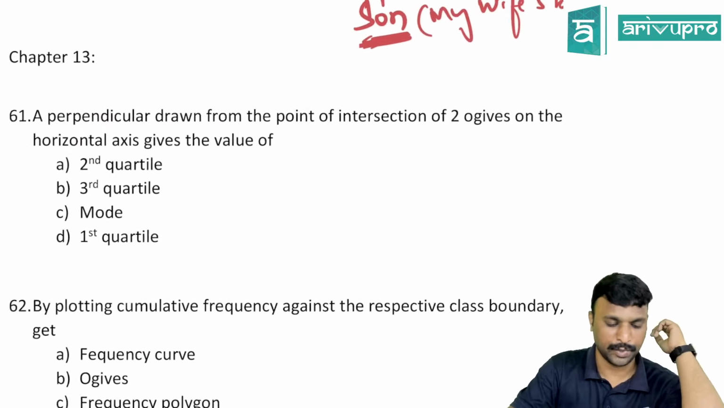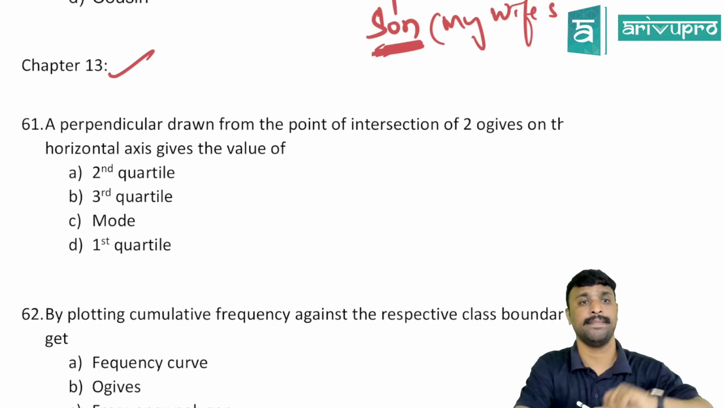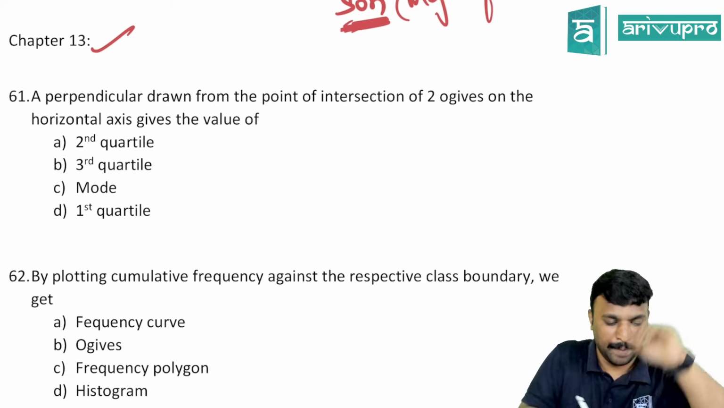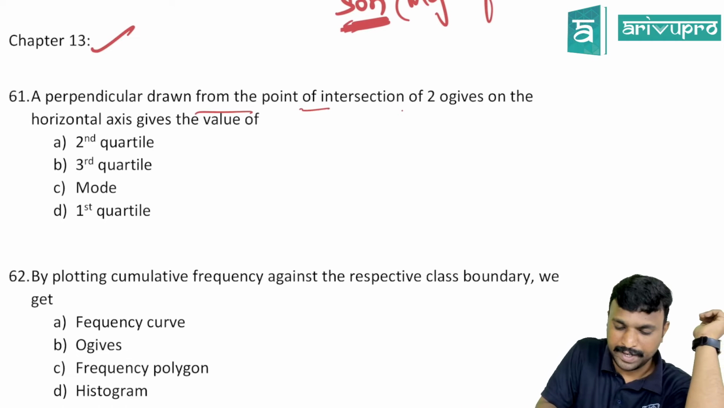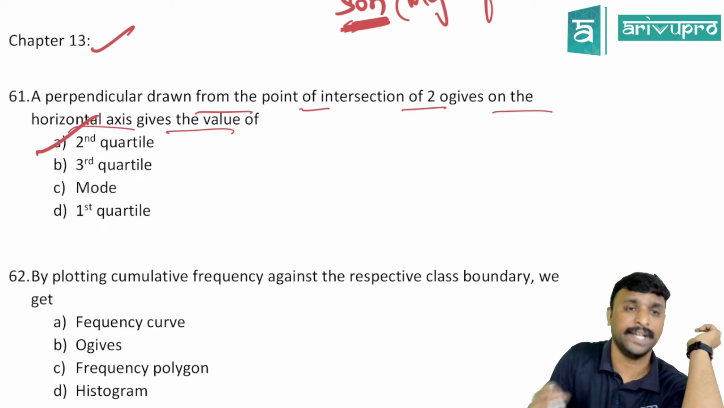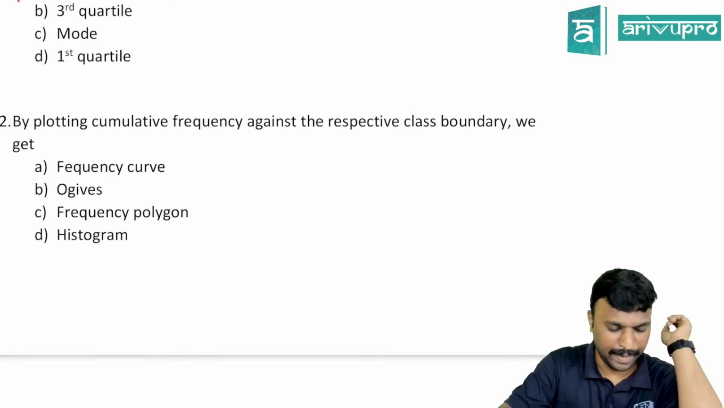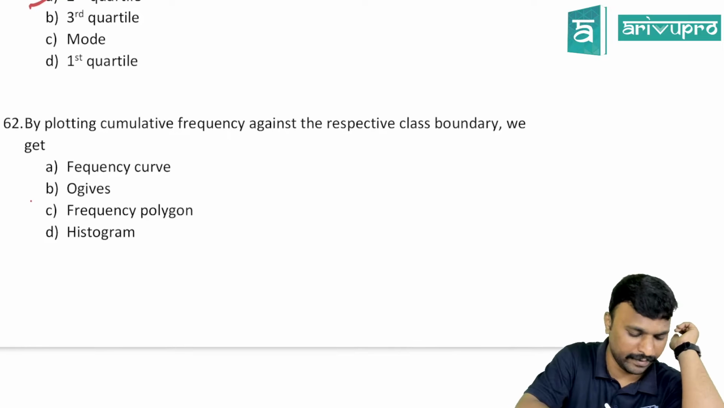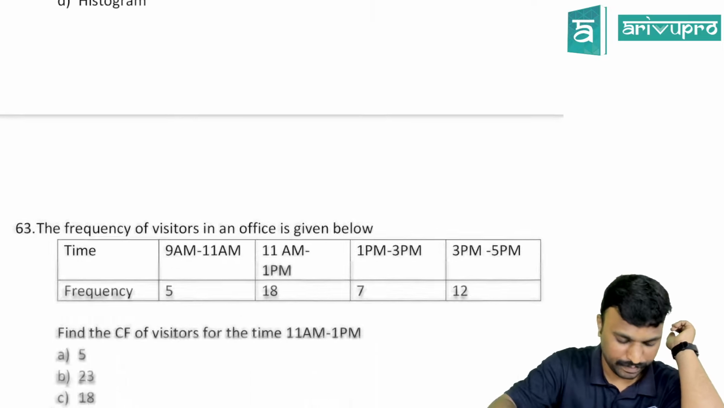Yes, let's move on to the next question. That is from chapter number 13, statistical description of data. A perpendicular drawn from the point of intersection of two ogives on the horizontal axis gives the value of median, which is nothing but the second quartile. By plotting the cumulative frequency against the respective class boundary, we get definitely ogives.